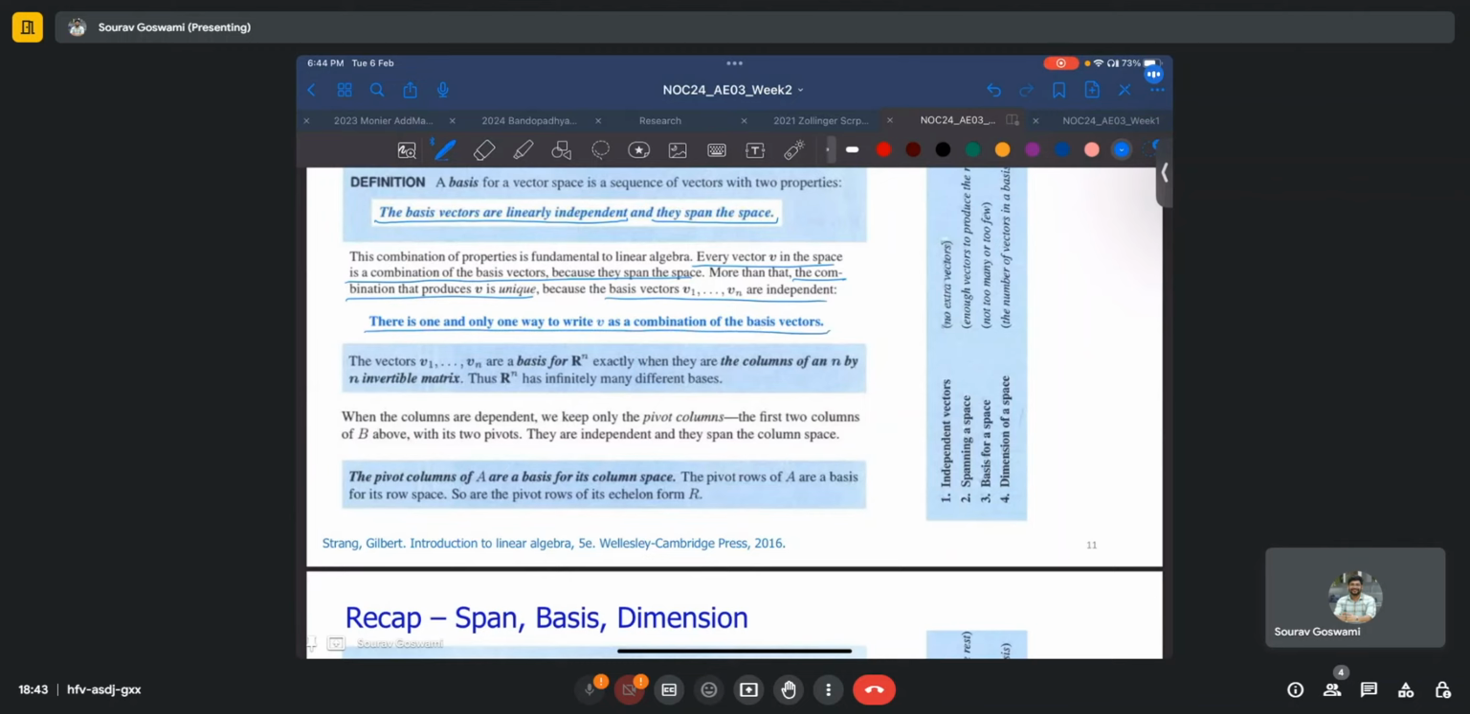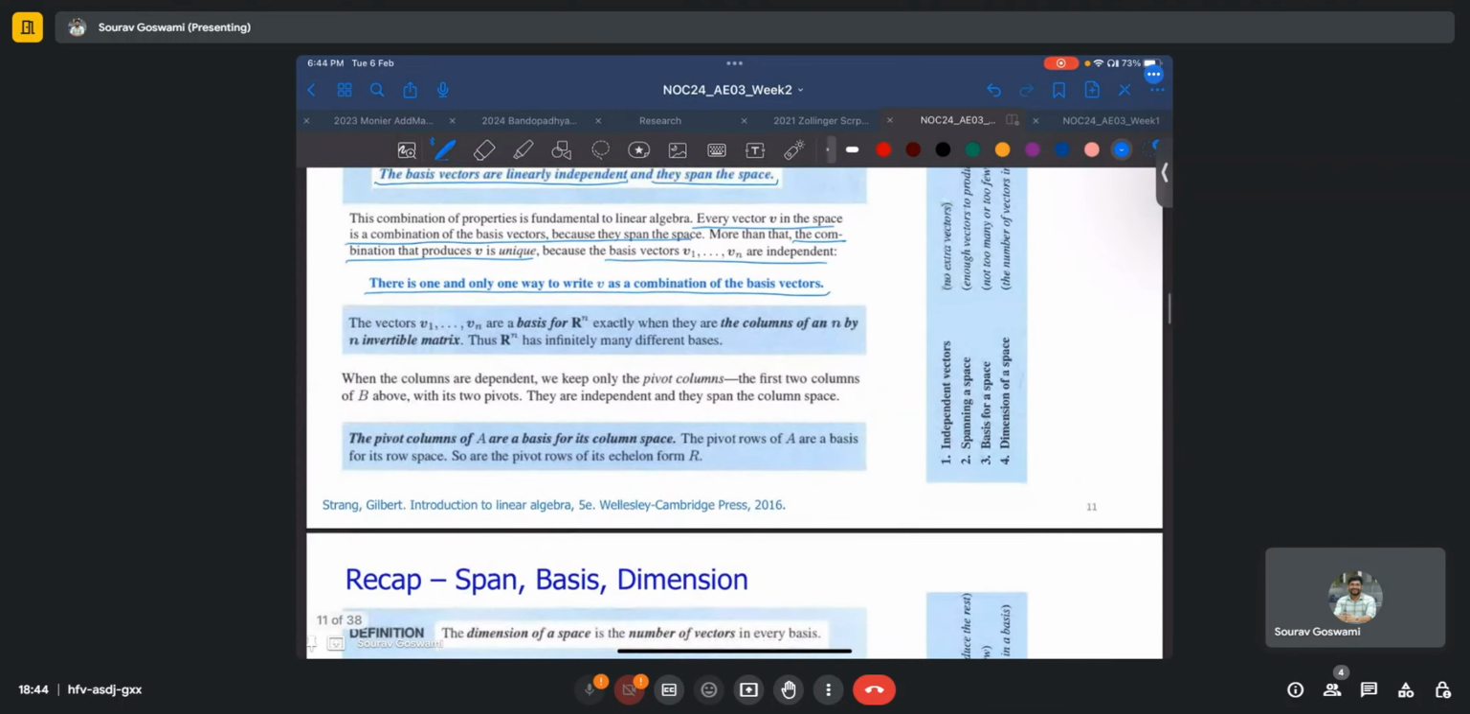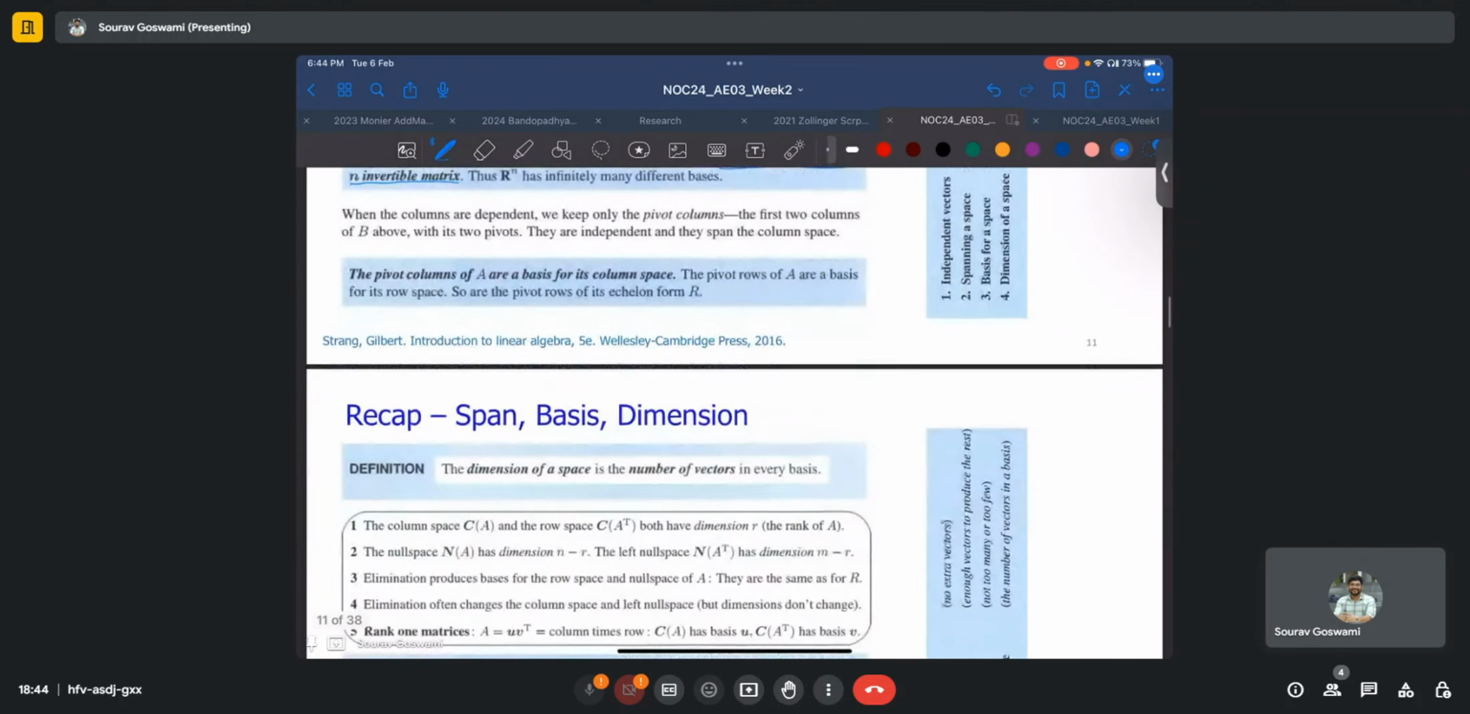While the basis vectors themselves may not be unique, that is, for the same space you may come up with multiple bases, once your basis is chosen, the way to express any vector in that space will be unique for the chosen set of basis vectors. And the vectors v1 till vn are a basis for Rn exactly when they are the columns of an n by n invertible matrix. When the columns are dependent, we keep only the pivot columns, and the first two columns will be above.